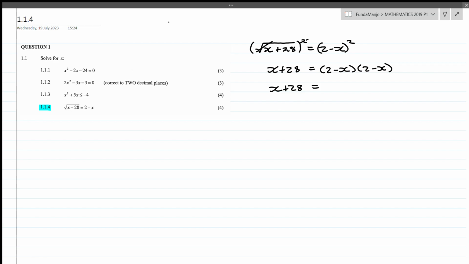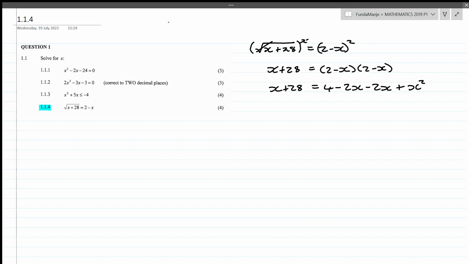So everything in this bracket should multiply everything in that bracket, starting with the 2. 2 times 2 gives us 4. 2 times minus x gives us minus 2x. Minus x times 2 gives us minus 2x. Minus x times minus x: minus and minus gives us positive, and x times x is x squared.